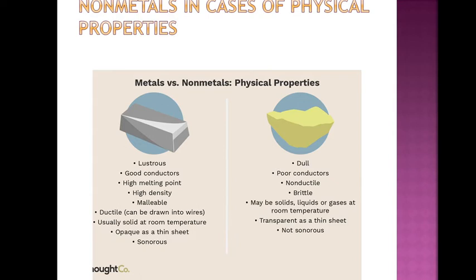They usually are solids at room temperature. So metals are solids. They are opaque as a thin sheet. They are sonorous. Non-metals are dull, poor conductors. Dull means they are not shiny. Poor conductors of heat and electricity, non-ductile, brittle, they can be broken very easily, maybe solids, liquids, or gases at room temperature. They are transparent as a thin sheet and not sonorous.